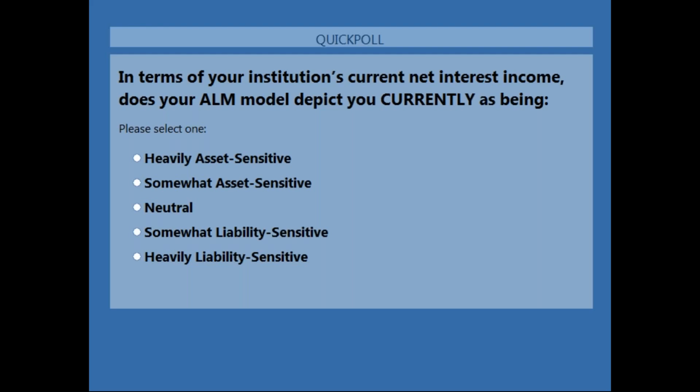In terms of your institution's current net interest income, does your ALM model depict your institution currently as being, and I'll give you 5 choices, heavily asset sensitive? Are you somewhat asset sensitive? Is your balance sheet net interest income neutral? Or are you somewhat liability sensitive? Or are you heavily liability sensitive? Let's take a pulse of the audience and see where the interest rate positions are. Feel free to vote here. The polls are open. We'll give you about 30 seconds.